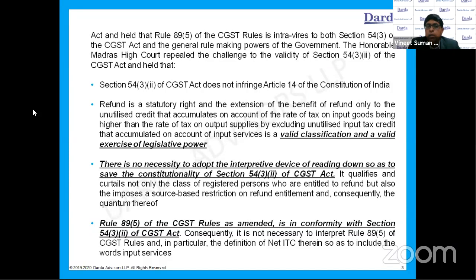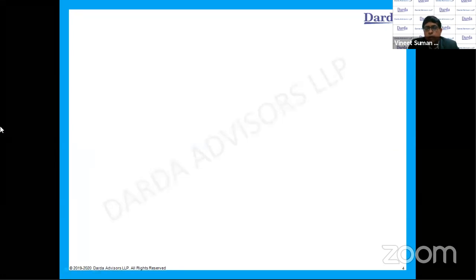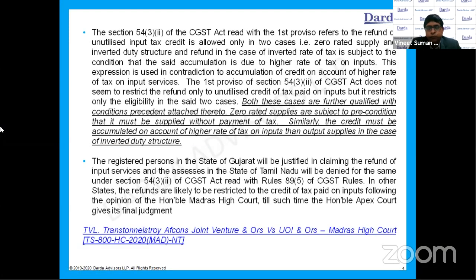And lastly, Rule 89(5) of the CGST Rules, as amended, is in conformity with the section. So overall, in their view, Section 54(3) allows refund only on inputs. It does not allow it on input services. The question of challenging it does not arise. Ultra vires is against the section, intra vires is in line with the section. So this one is intra vires to 54(3). So they will not interfere and they will not take this risk in this case. Now the question comes, how should we look into this?